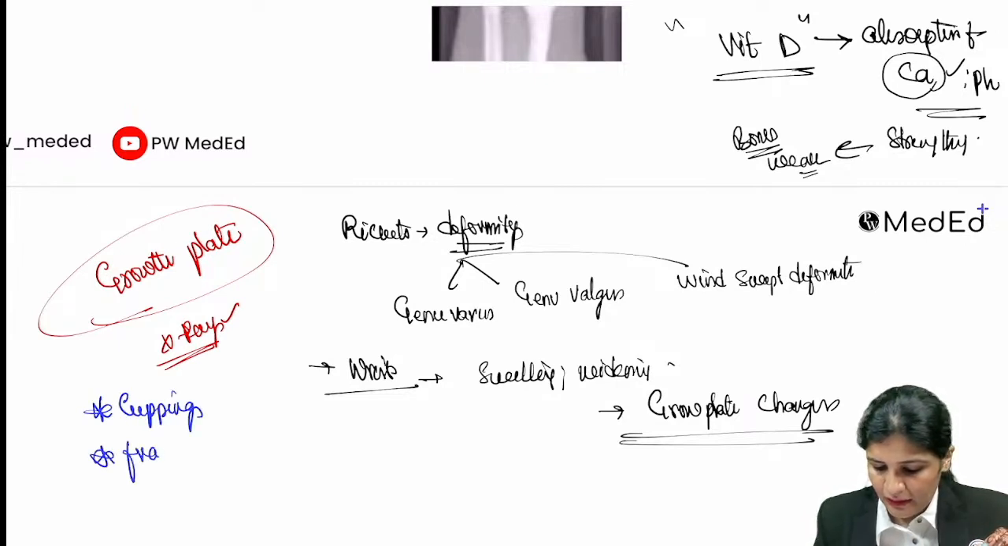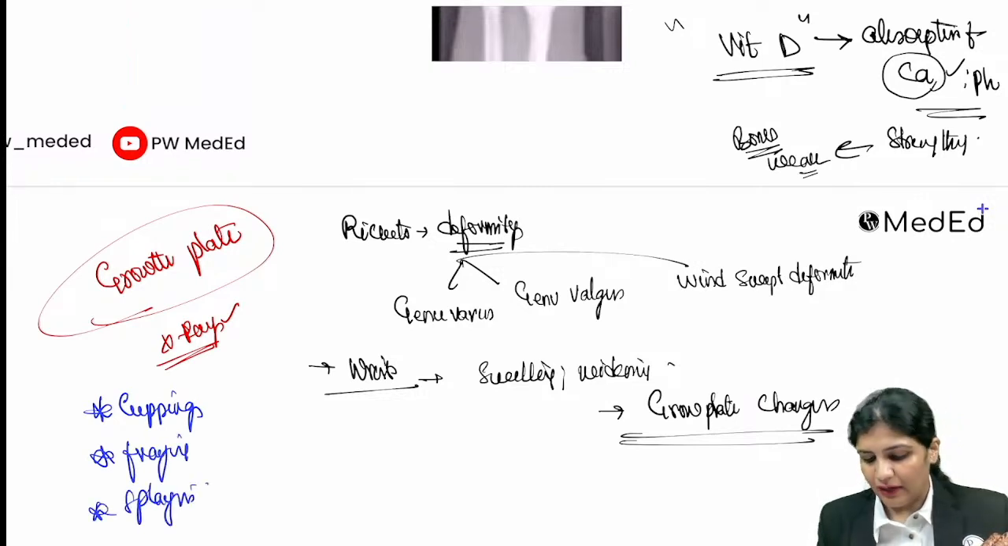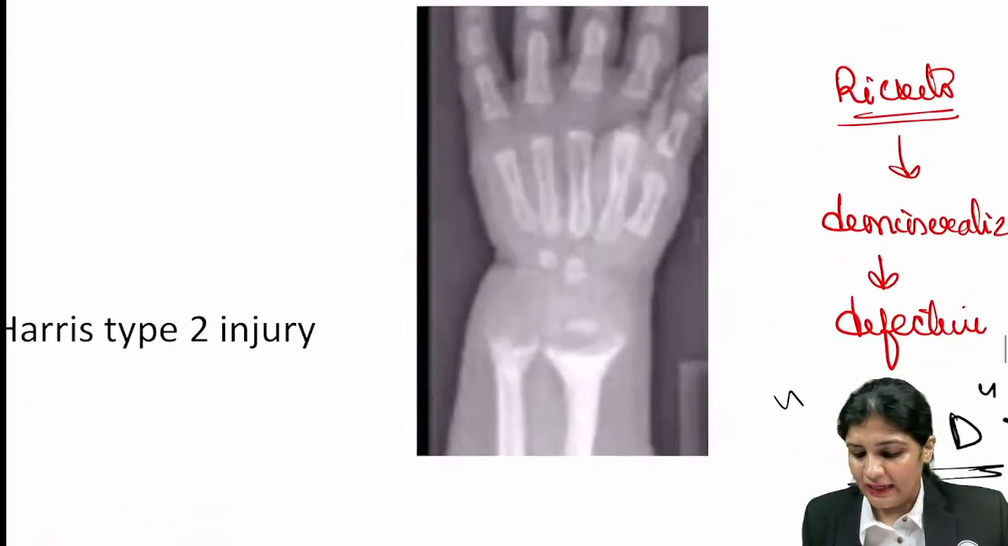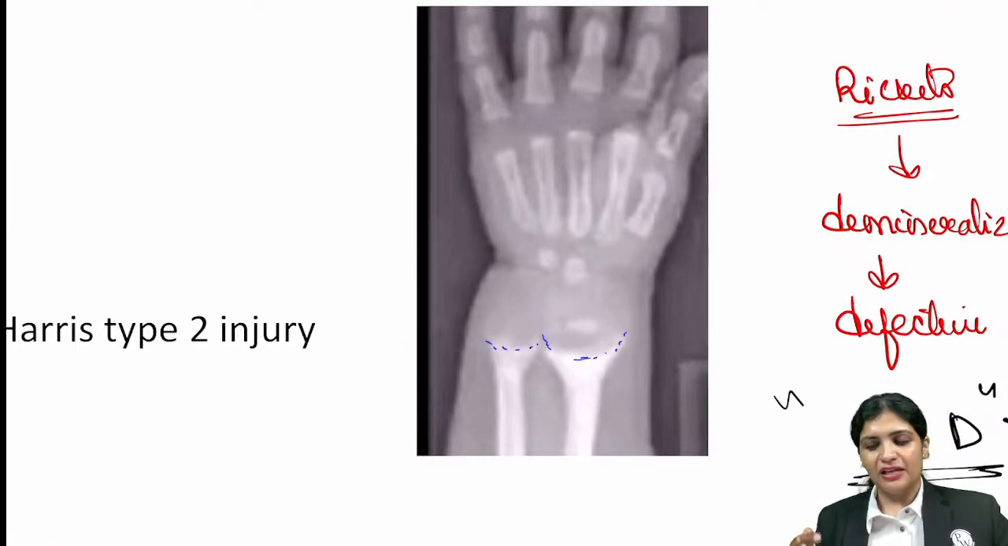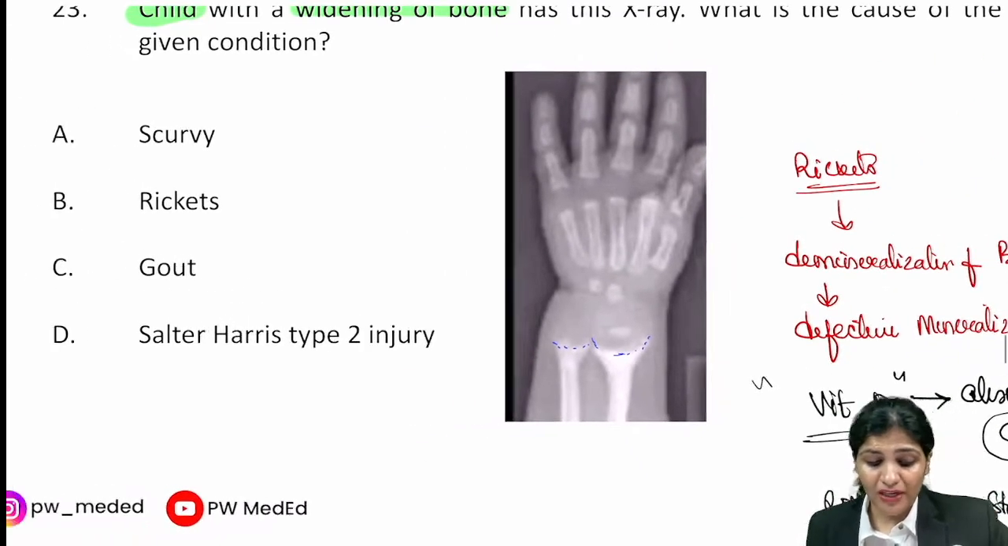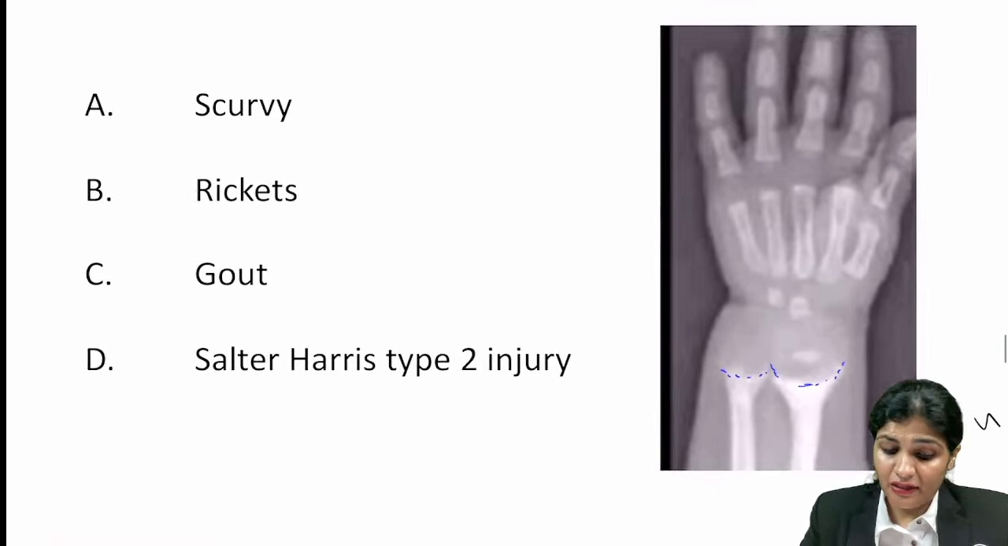fraying and splaying. So all this you see around the growth plate, and classically you see in the radius and ulna. So you see a cup shaped here, and this is called the fraying, right? So this is the cup shaped fraying and splaying which you see, and that too in case of a child is always a diagnosis which is leading us to rickets. So this is the rickets, right?